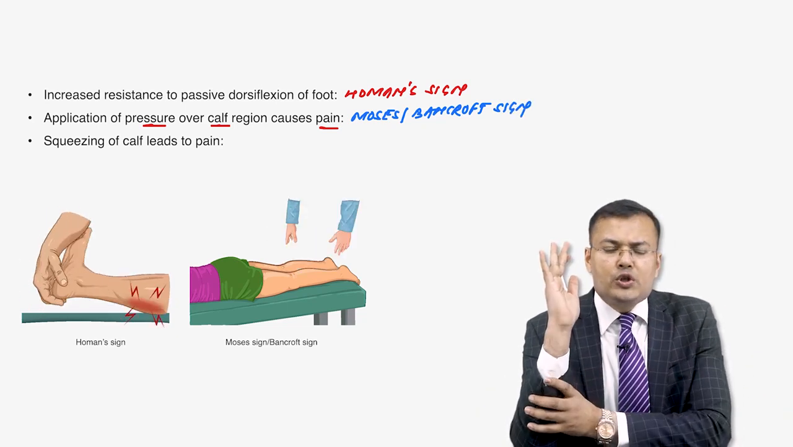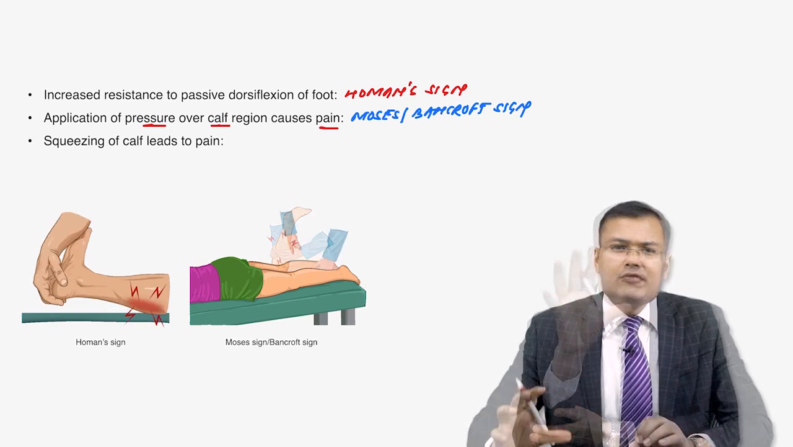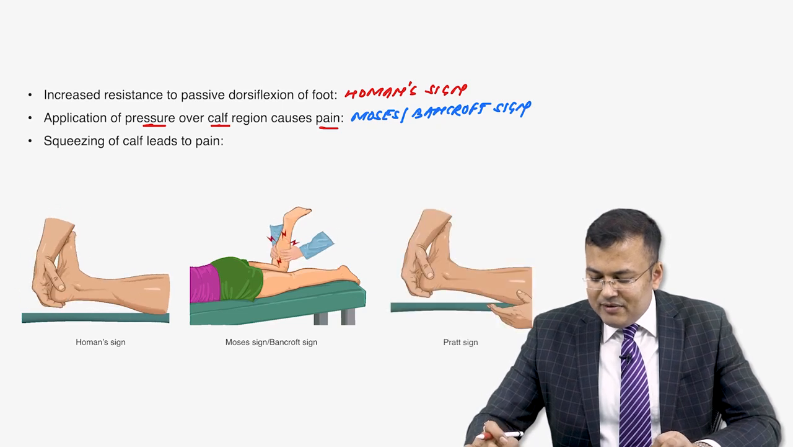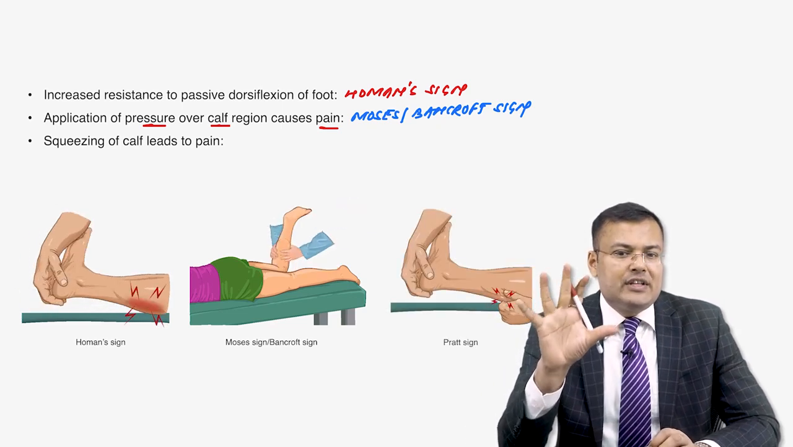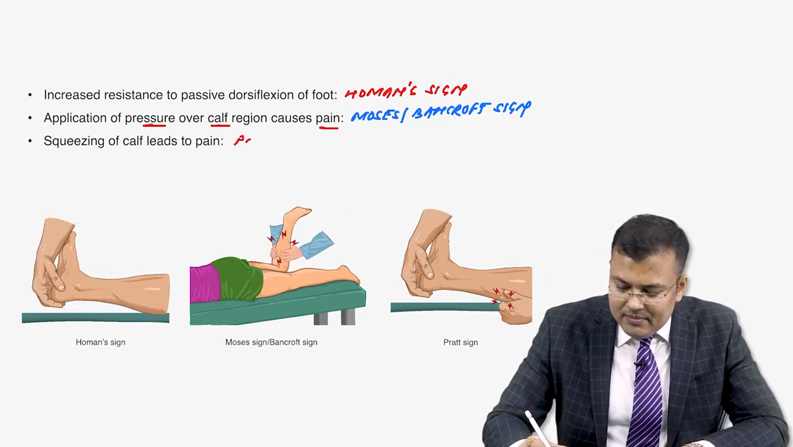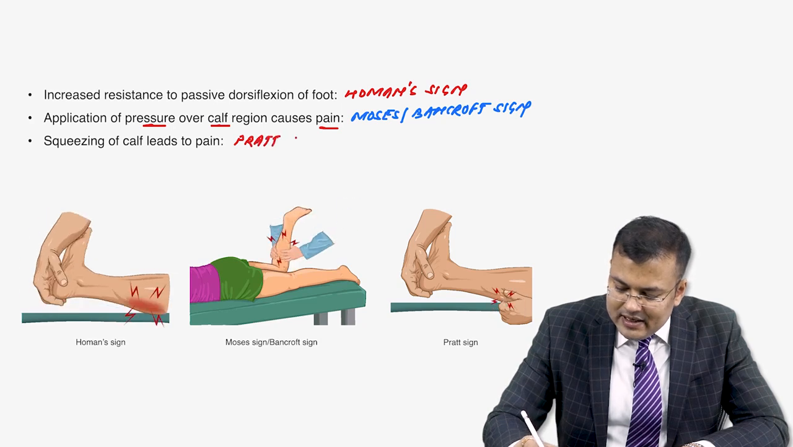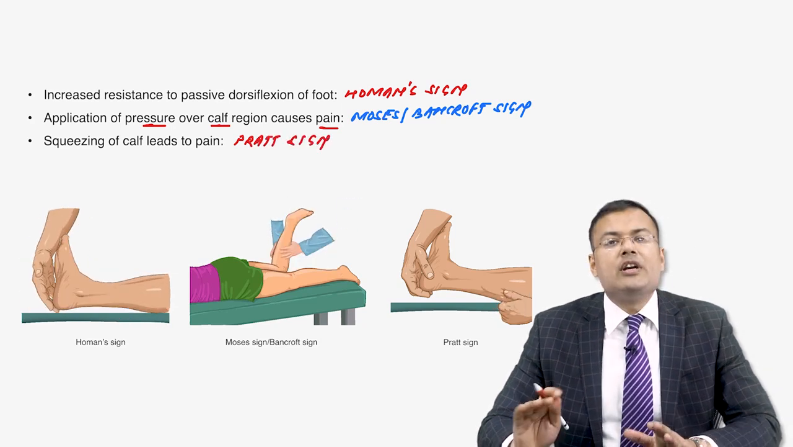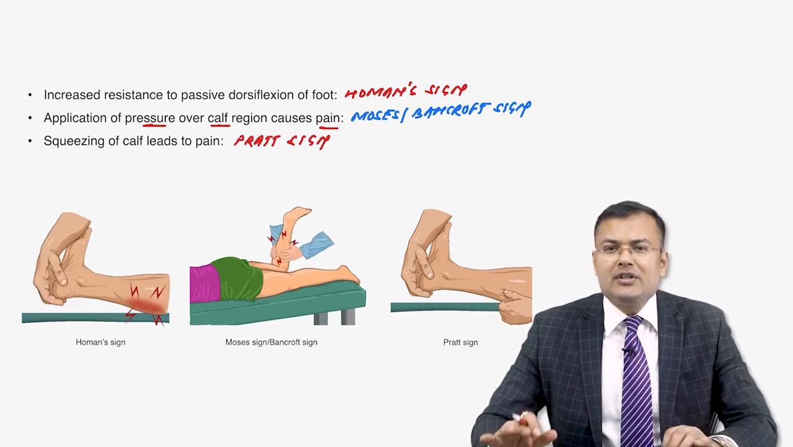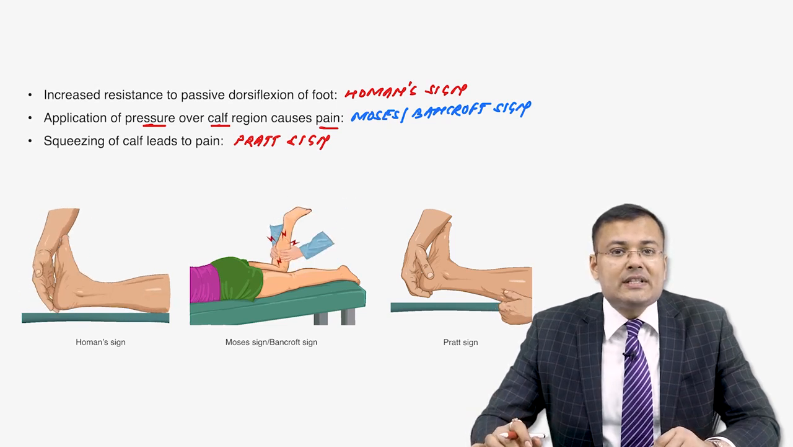Whenever you squeeze the calf, pain on squeezing of the calf is known as Pratt sign. Here you can notice that we are performing squeezing of the calf. There is pain on squeezing, and the name is Pratt sign. Let me tell you, Homan sign, where there is increased resistance on passive dorsiflexion of the foot, is non-specific.